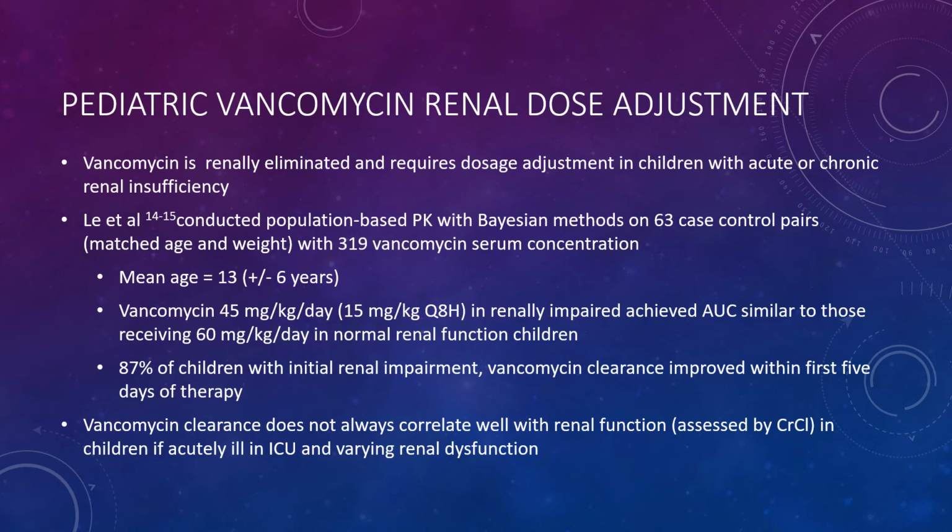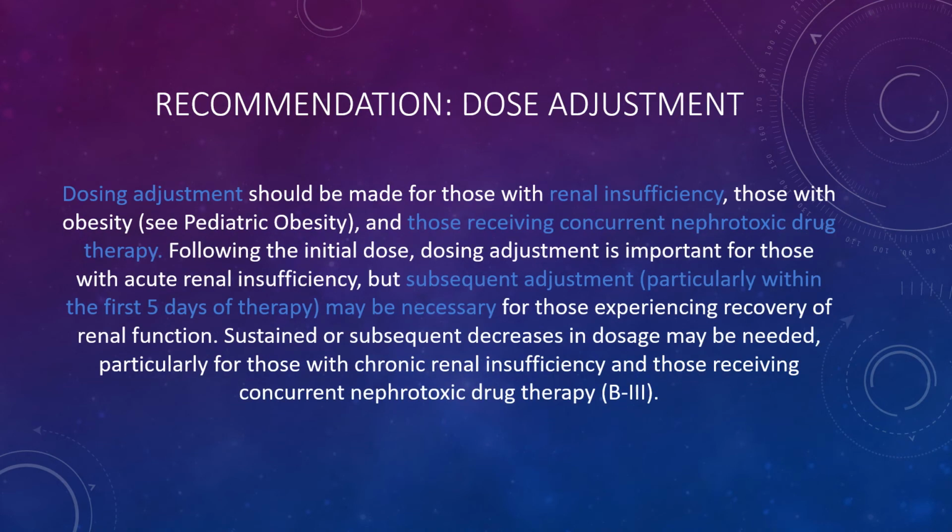Vancomycin clearance does not always correlate well with renal function, especially in children that are acutely ill in the ICU, and all of the renal dysfunction that occurs as well. This leads me to the recommendation that dosing adjustments may need to occur in patients with renal insufficiency and those receiving concurrent nephrotoxic therapy. Of course, we want to make sure we have subsequent adjustments as well, especially within those 5 days of therapy, as the renal function is changing.